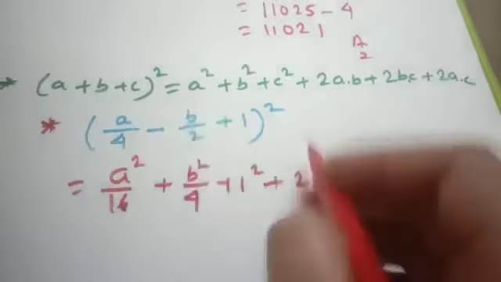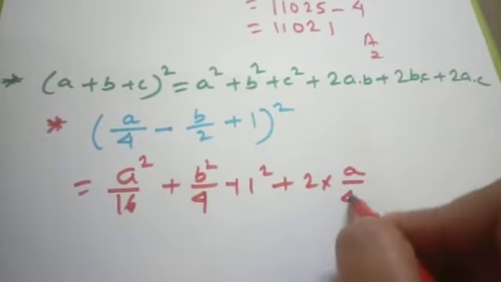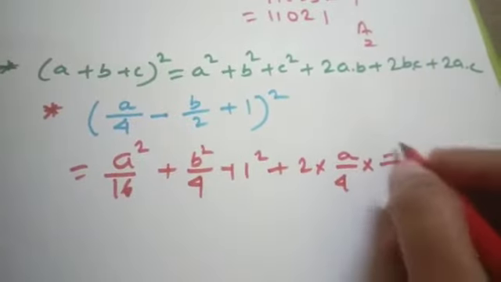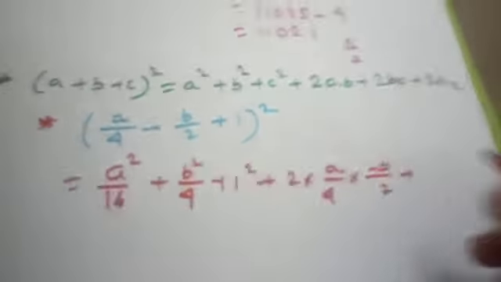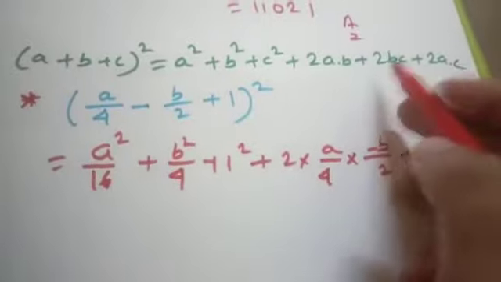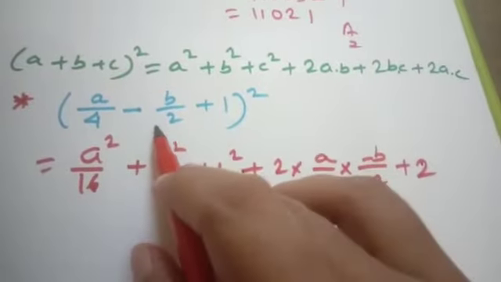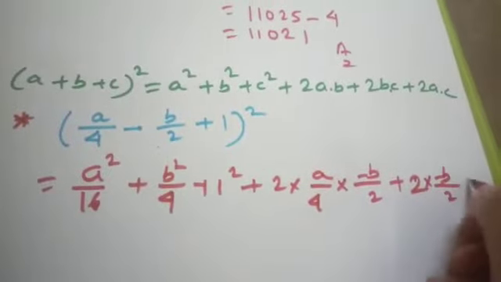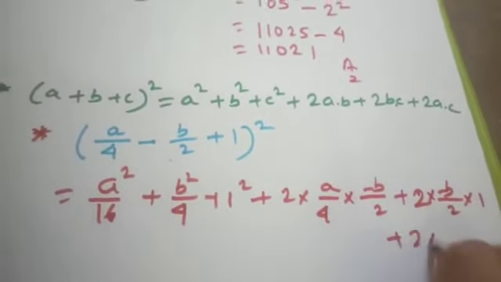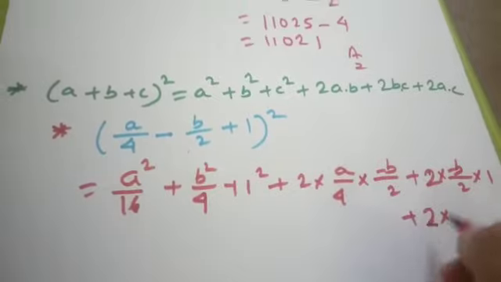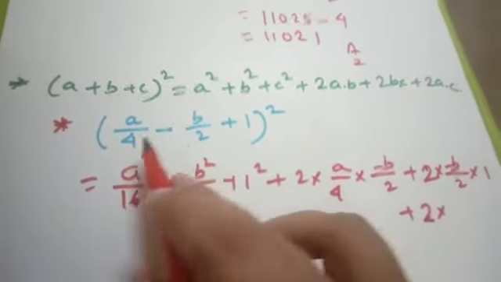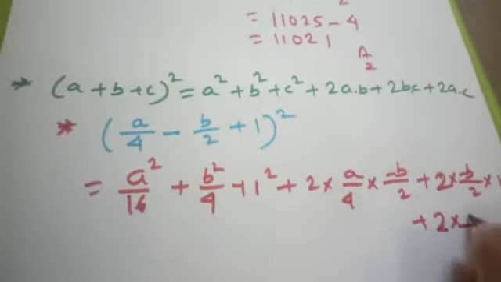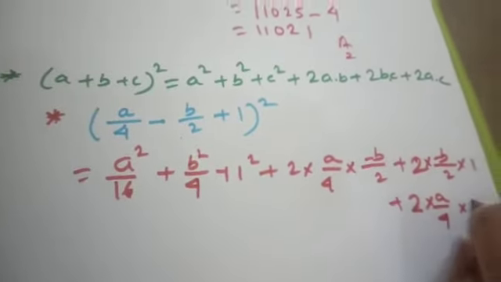Here a is a by 4 into b is minus b by 2. So here we write minus b by 2, plus 2 into b into c, that is minus b by 2 into 1. So 2 into minus b by 2 into 1, plus 2 into a into c. a is a by 4 and c is 1, that is 2 into a by 4 into 1.